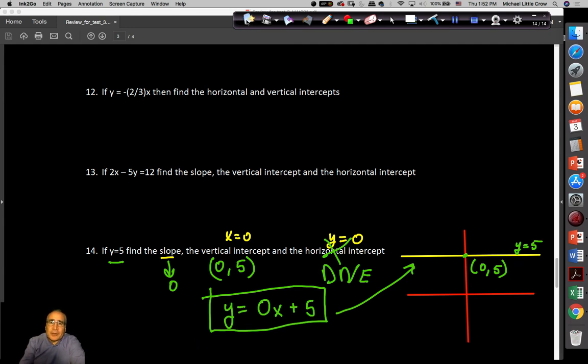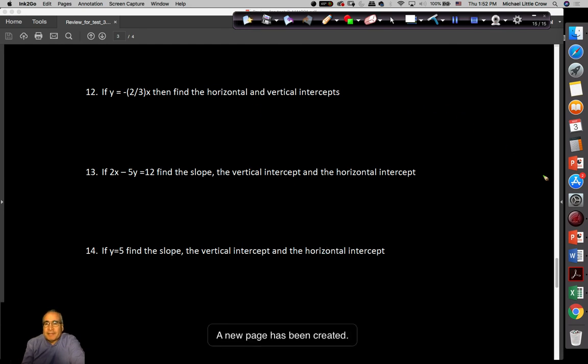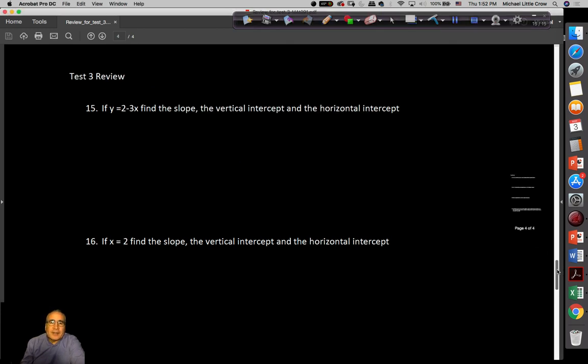Okay, so watch for that. And there's quite likely to be a horizontal line on the test. And I think there's one coming up here with a vertical line, and you'll see that it's similar but different. And since we just talked about it, let's go ahead and jump to 16, then we'll come back to 15.